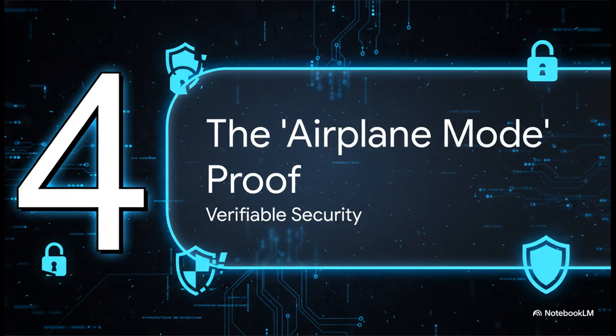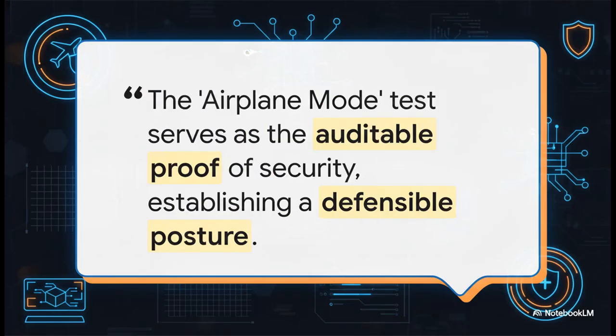Now that all sounds great in theory, but in a zero-trust world, you shouldn't have to take our word for it. And you don't. You can actually prove this entire process is local with a simple, definitive test. And this isn't just some party trick, it's a recognized audit procedure. As this quote from the 2026 Enterprise Security Brief says, the airplane mode test is considered verifiable proof of security. It's what gives Chief Information Security Officers, or CISOs, a defensible position for compliance.